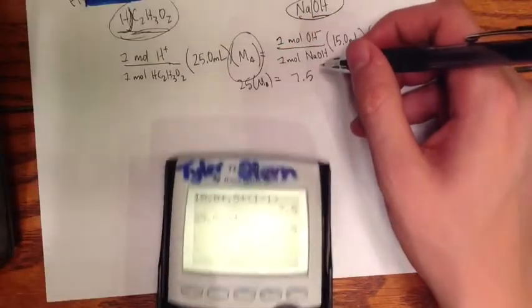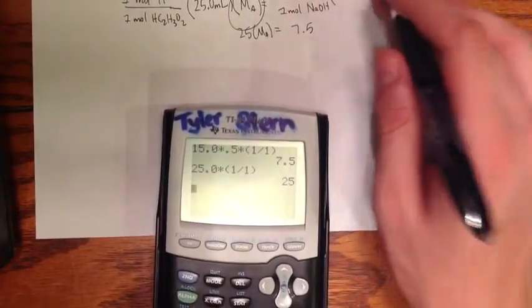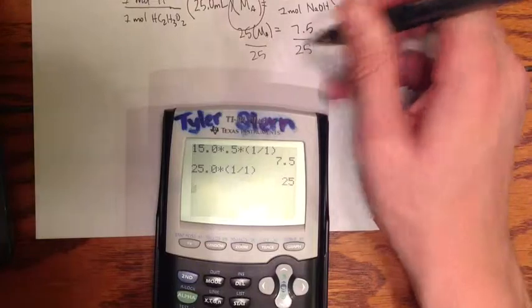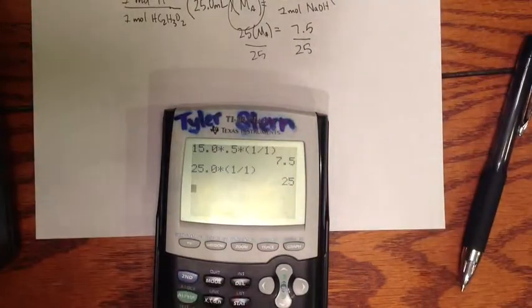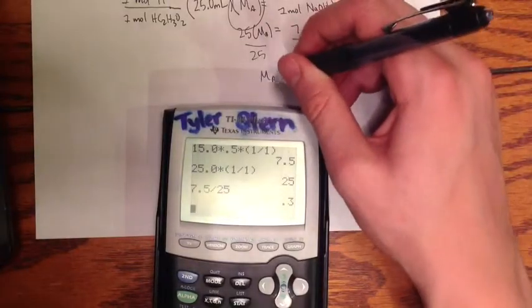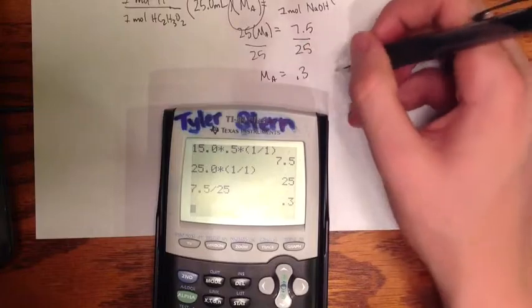So now we'll divide both sides by 25 to determine the molarity of the acid. Our acid has a 0.3 molarity.